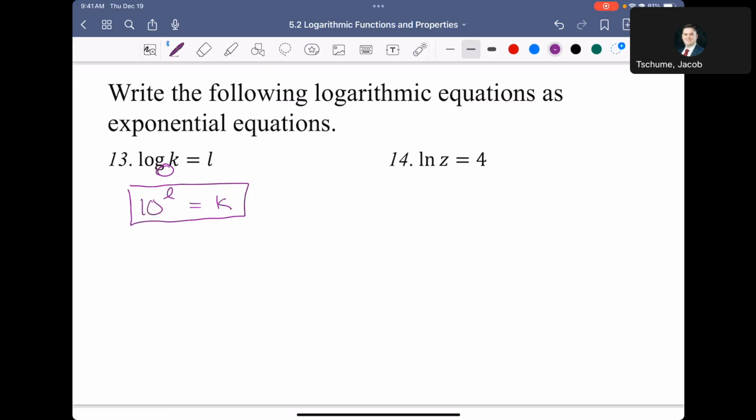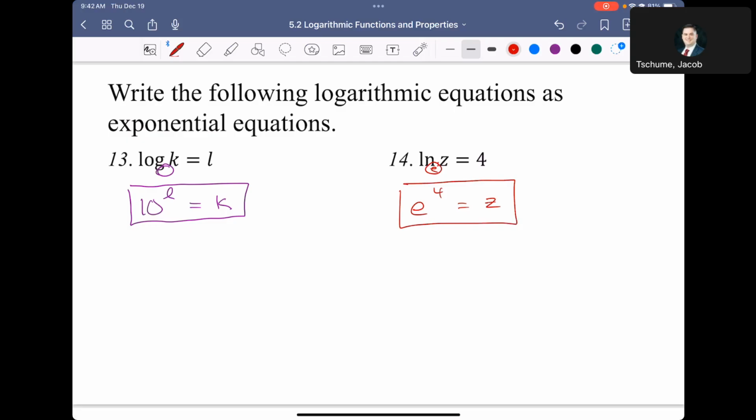All right, likewise with number 14, you have the ln of z equals 4. So once again, you need to identify your base. Now with ln, you won't actually see the base, but what you have to know is that there is a base of e that's built into the natural log. So if I bring down the e as my base, and then once again, the z and the 4, you need to flip-flop. The z will move to the right, and the 4 will move to the exponent of e. And so the ln of z equaling 4 is the same thing as e to the 4 equals z.